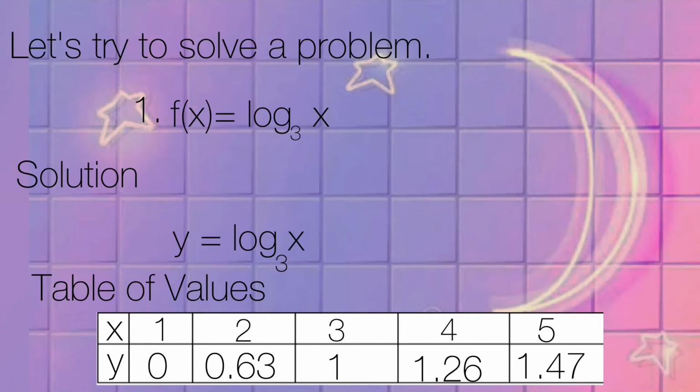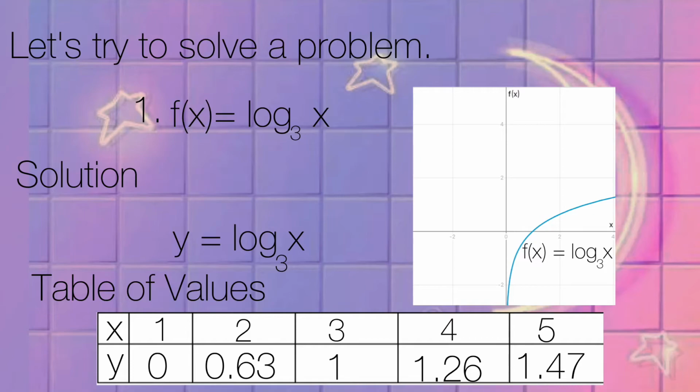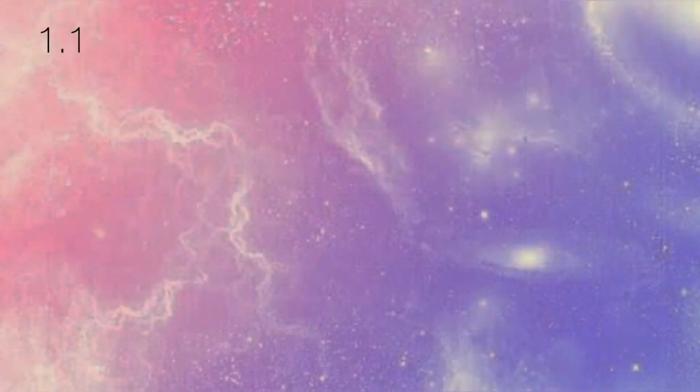Next step, make a graph and plot the points. So we have (1, 0), (2, 0.63), (3, 1), (4, 1.26), and (5, 1.47). So the line of the graph will be upward and it does not touch the y-axis. This is the first problem.